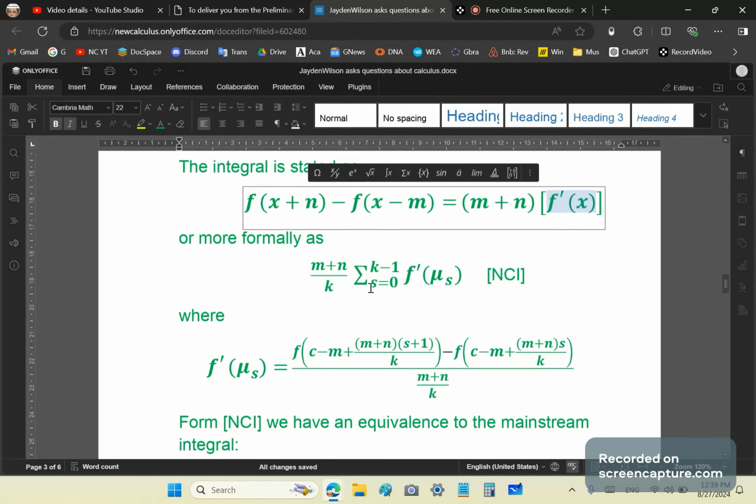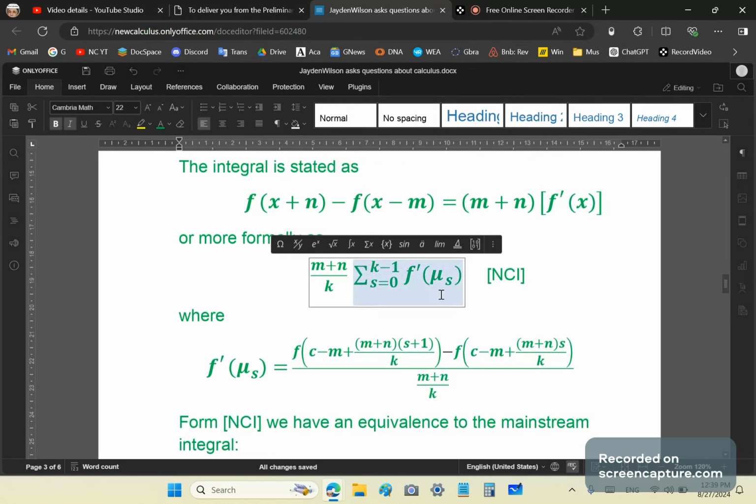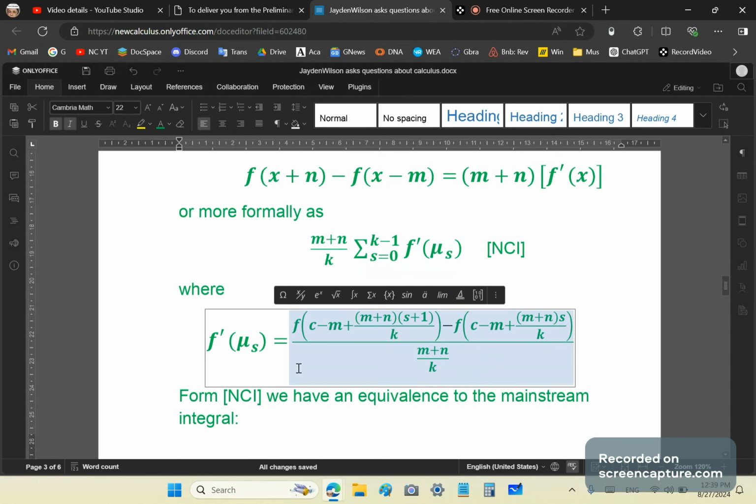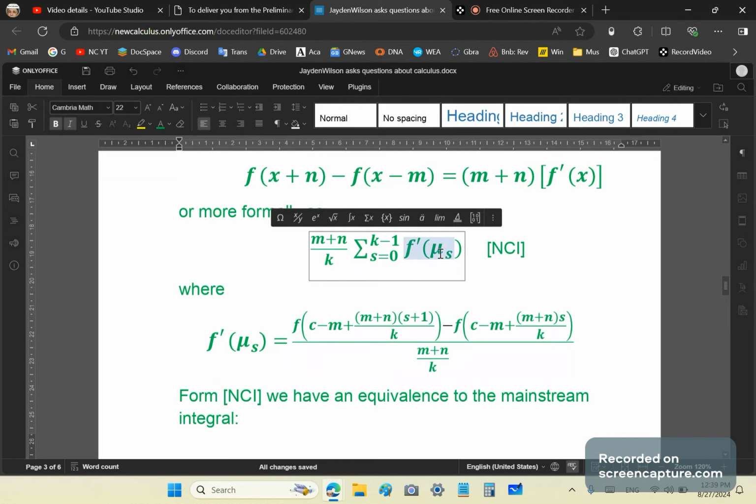More formally, it would be written as the arithmetic mean of the sum of the interval means. Okay, so it would be equal to that. And of course, this f prime of mu s is simply the derivative, the new calculus derivative, stated correctly. And each one of these would basically form the partitions, the mean of the partitions in the new calculus.